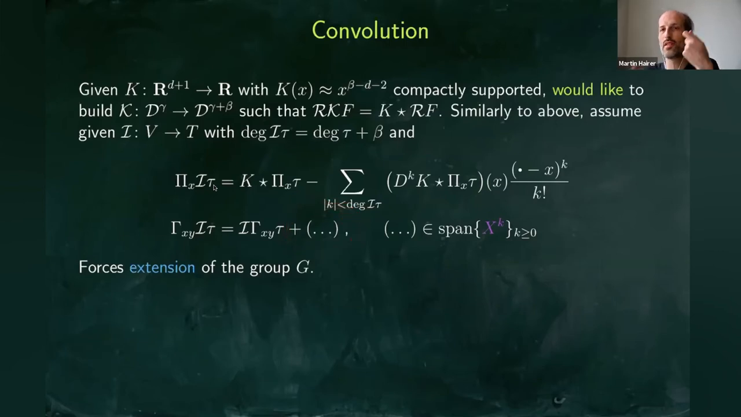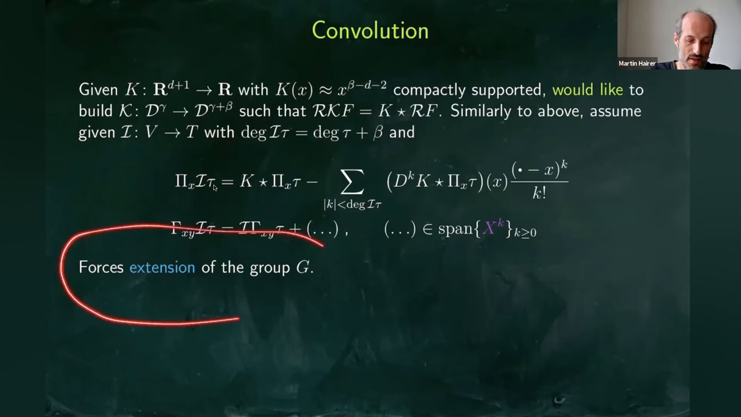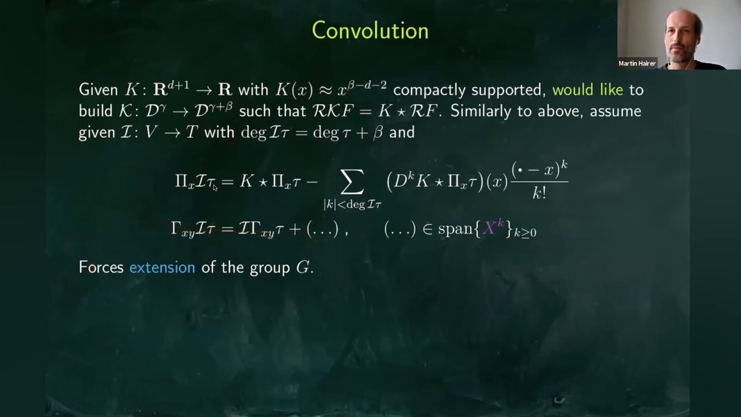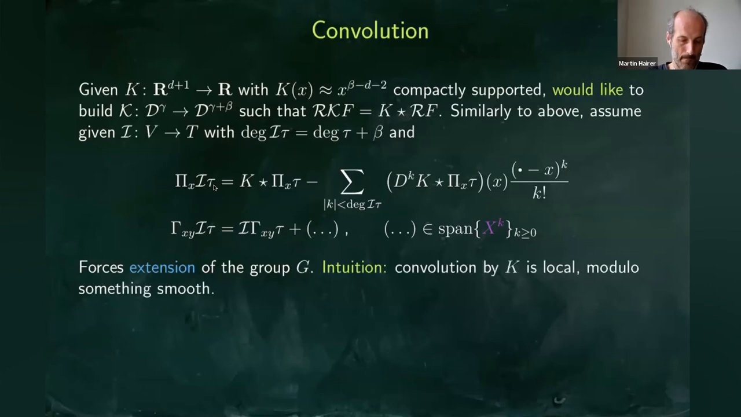But the point is, what you do is just a manipulation of actual Taylor polynomials. So whatever you put here, it's something which is going to be in the span of the usual Taylor polynomials. But that forces you to actually make the group G larger, right? Because even if before, for example, your G was just translations in R^d, which is what it is for the polynomials, as soon as you add a basis vector like this, you want now your group G to be large enough to contain these operations. And so you have to actually extend the group G.